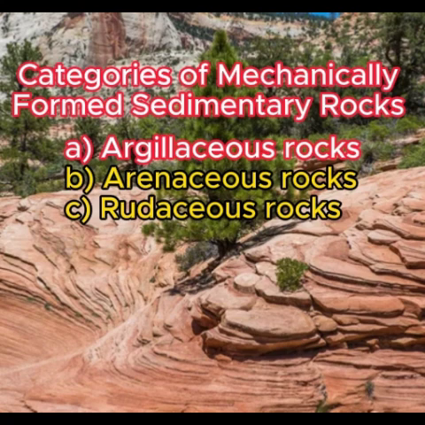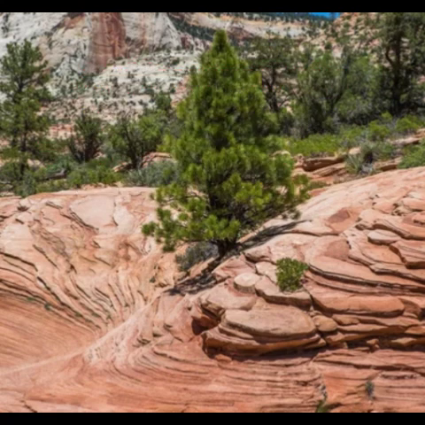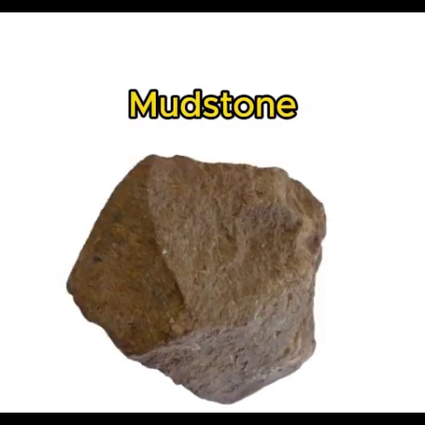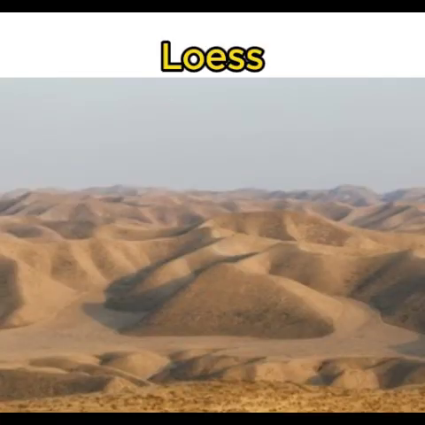The first category is argillaceous rocks, which comprise of very small particles like those of clay or silt. Examples of argillaceous rocks include claystone, mudstone, siltstone, shale, and loess.